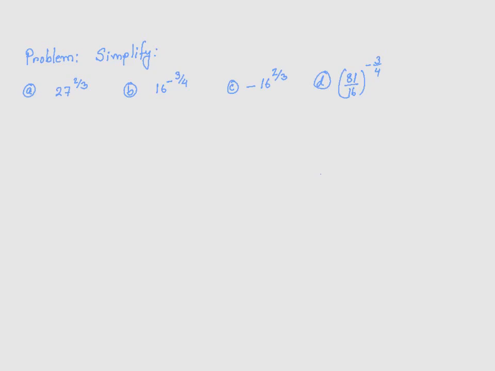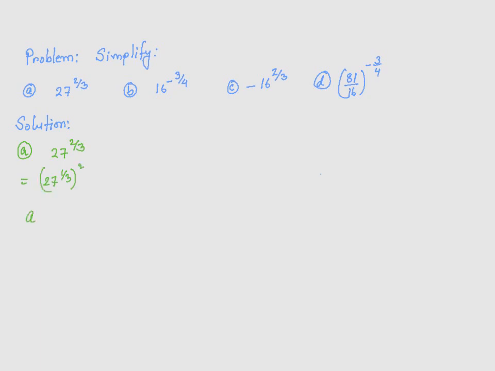In this video, I am going to simplify these expressions with rational exponents. Let's start off with the first one, which is 27 to the power 2/3. I could rewrite this as 27 to the power 1/3, squared. Why can I do that?